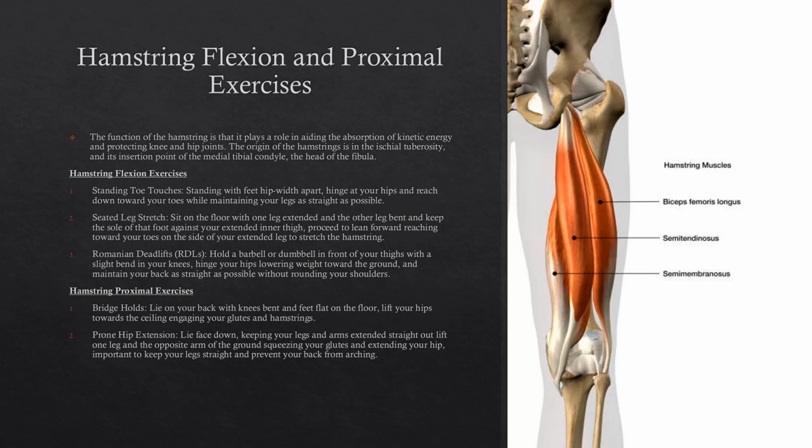Hamstring proximal exercises I did were bridge holds, and for that one you're going to lie on your back with knees bent and feet flat on the floor. Lift your hips toward the ceiling, engaging your glutes and hamstrings at the top, and then slowly go back down.